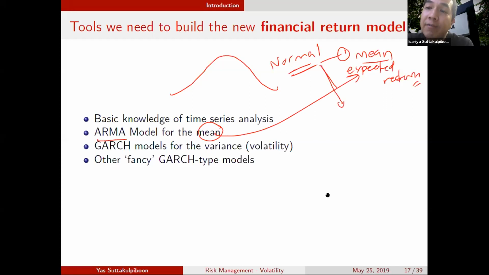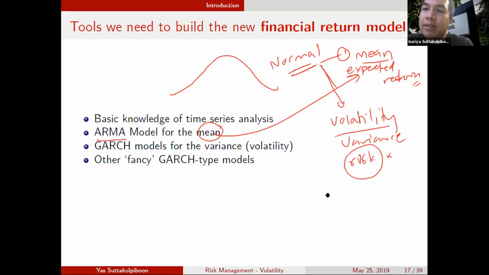And another thing in a normal distribution or financial time series is that we look at the volatility, or variance, you can call it variance too. And this represents risk. So this is our พระเอกของเรา, the key character we're looking at: expected return, risk, mean, volatility. GARCH is to model volatility, to model the risk.